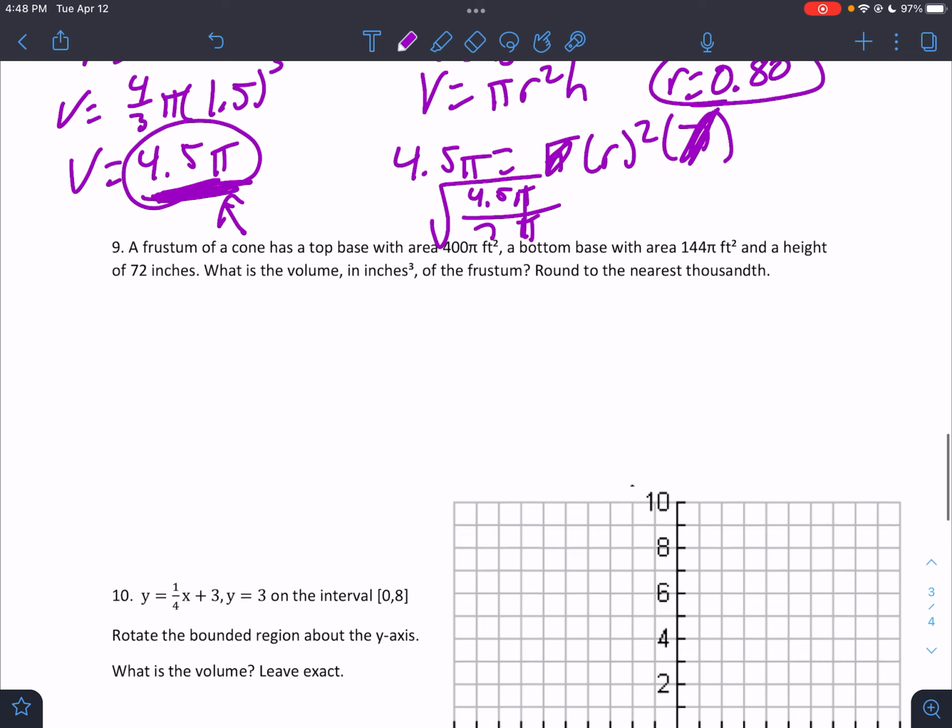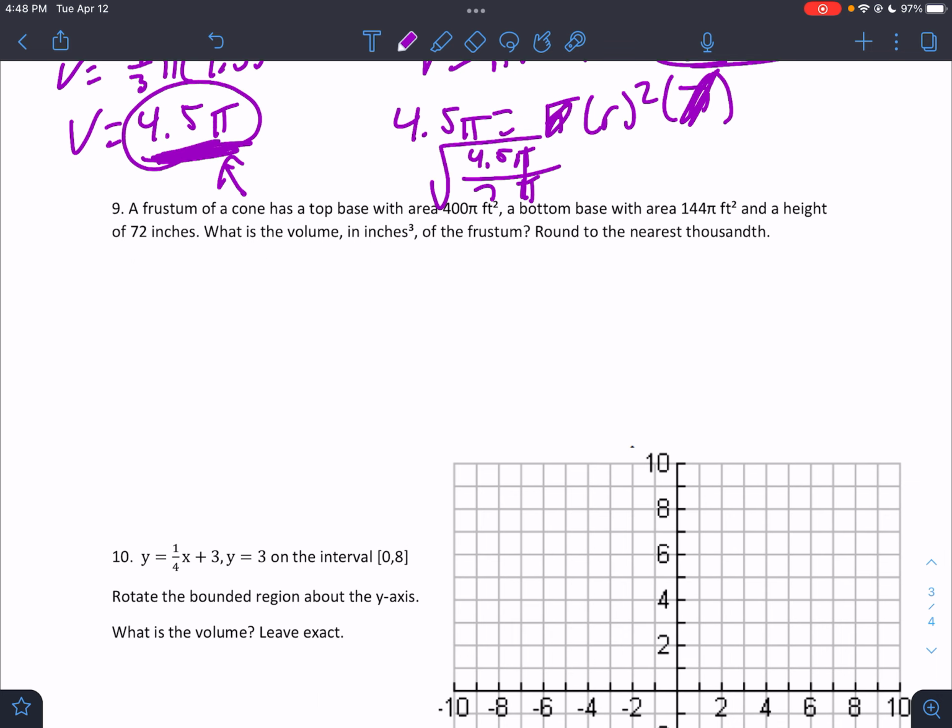Love it. A frustum of a cone has a top base with an area of 400 pi. Well, we know that the area of a circle is pi r squared. So 400 pi equals pi r squared. So the radius has to be 20. The bottom base has an area of 144 pi. Well, that radius is going to be 12. You can figure that out. And a height of 72 inches.